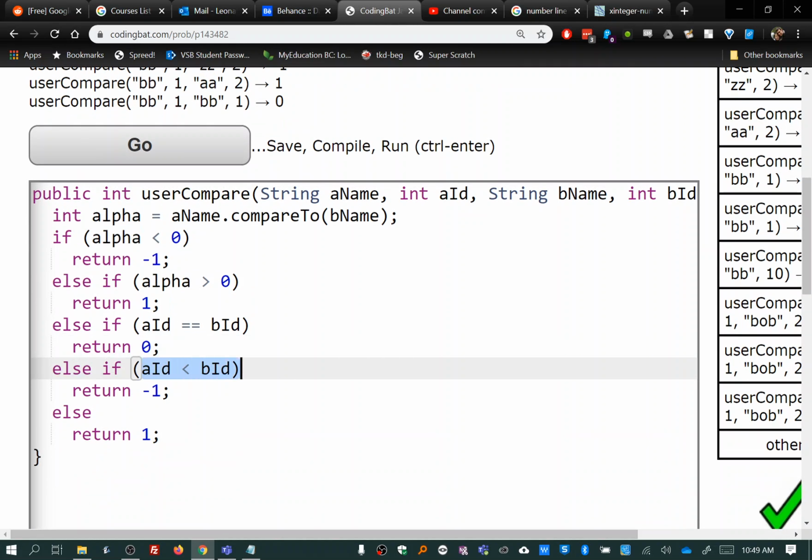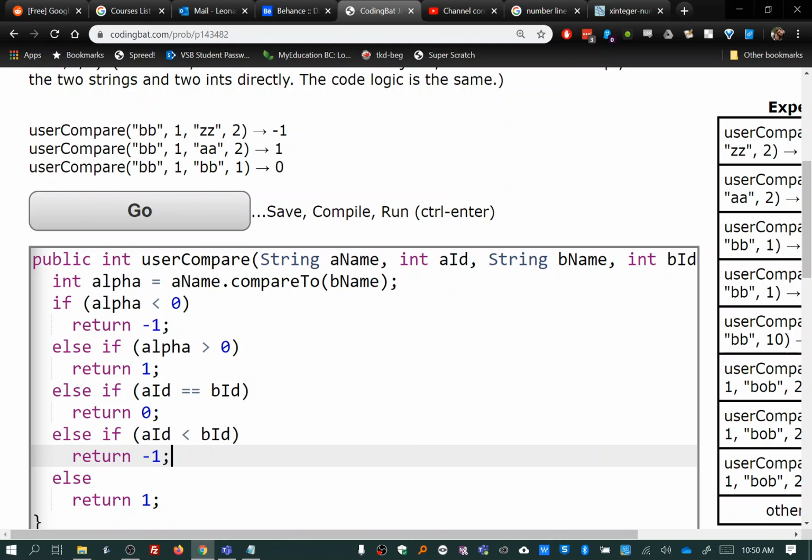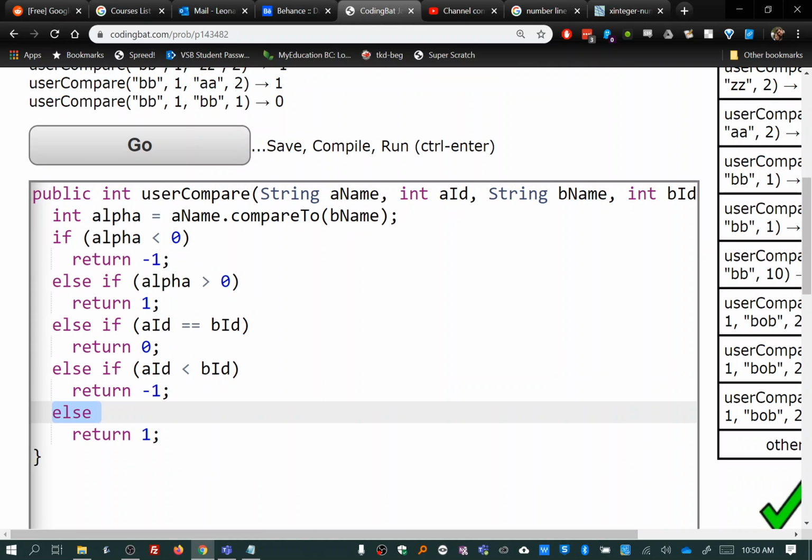So I can still assume that the names are the same. So now I check to see if this user ID came first. If A's, the left person's user ID is less, then I'm going to return -1 because that means that their ID was the tiebreaker and they won. And then the final case is, I guess B was the one that was smaller, but I don't have to code that because it's the only other possibility. So I just use an else, and then I just return +1.